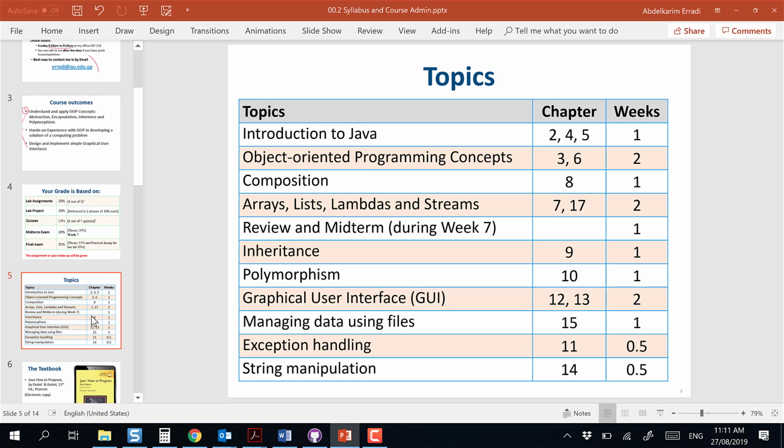Then we will see arrays, lists, and lambdas and streams. These are like the arrays you saw in C++, but much more sophisticated. They process a sequence of values in a more elegant, more powerful way. After this, you will have your midterm. Then we come back and do one more principle of object-oriented programming called polymorphism.